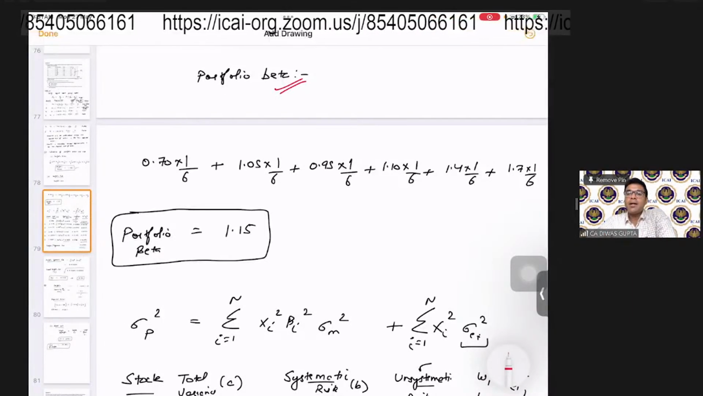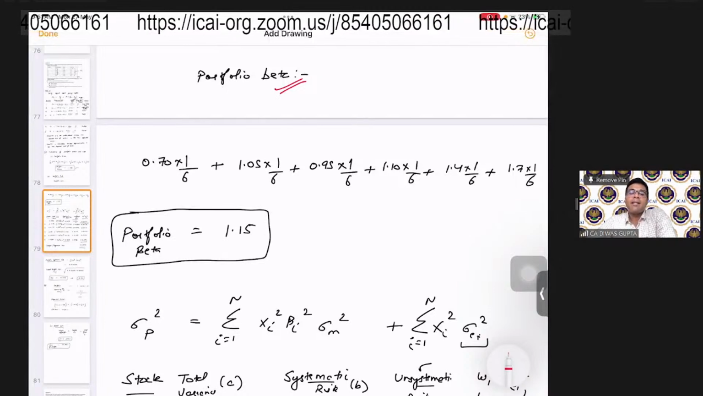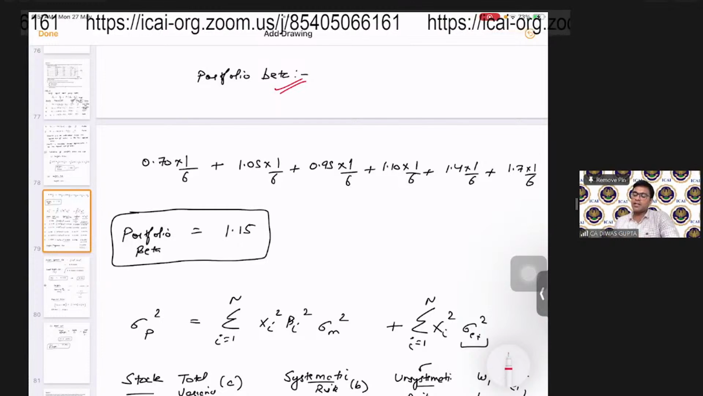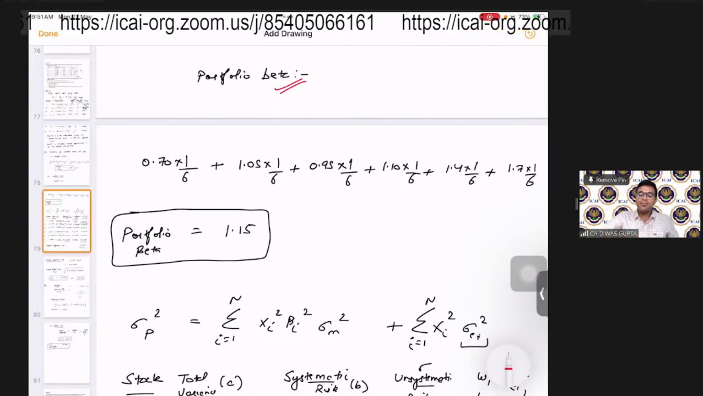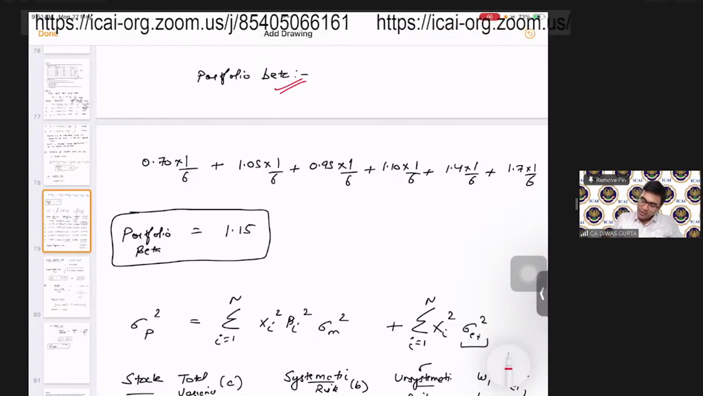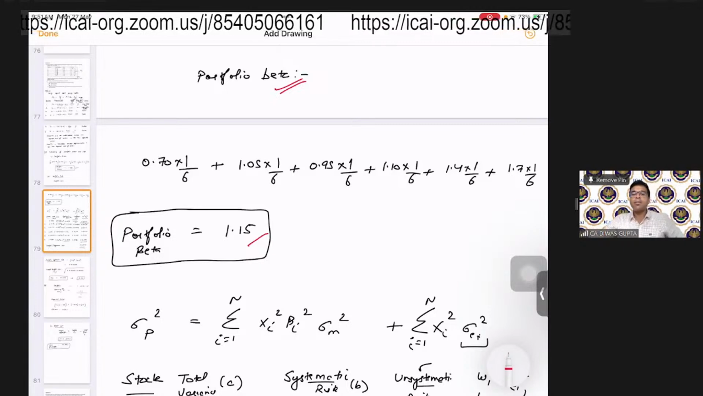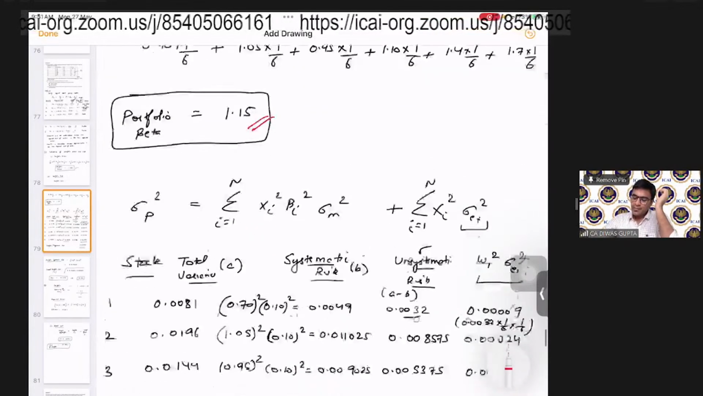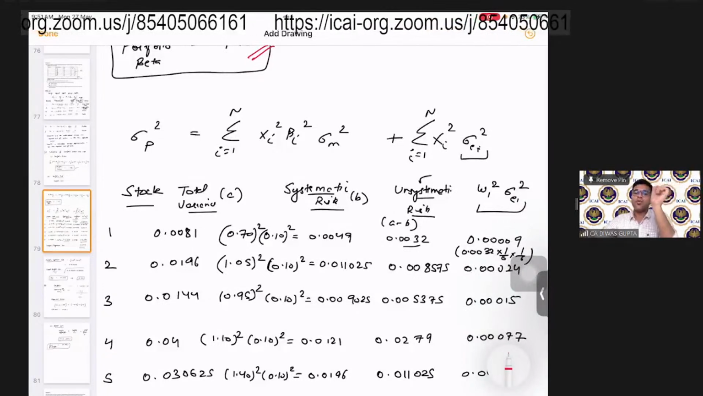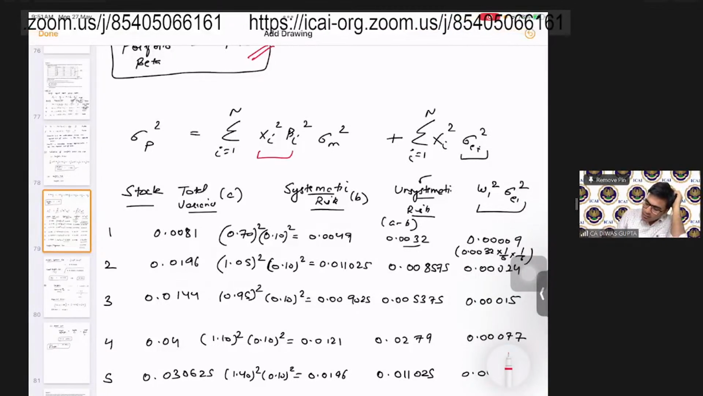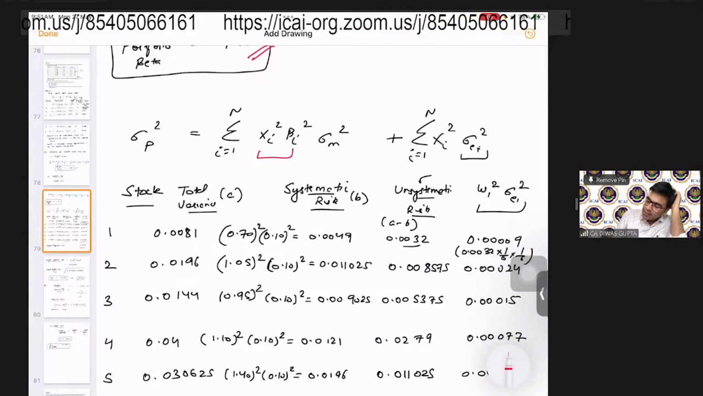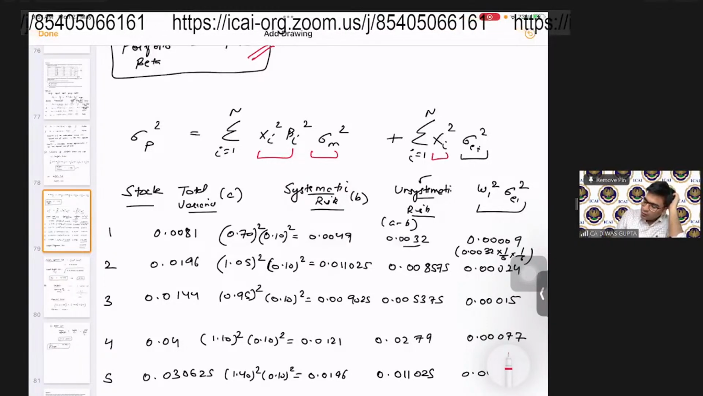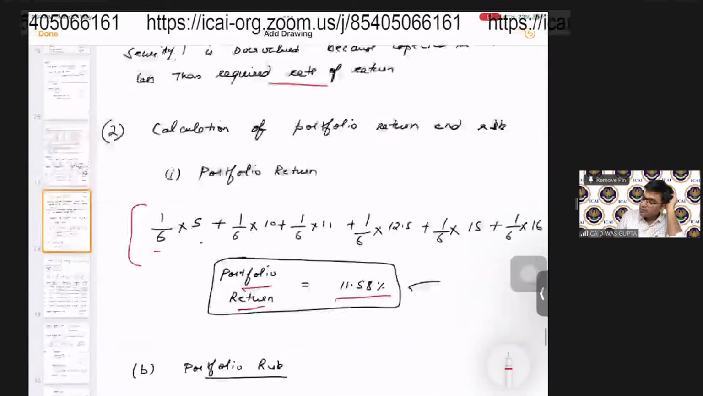Portfolio beta will be calculated by multiplying the respective betas into the proportions that we are supposed to invest, right? That will give us a portfolio beta of 1.15. It's just a simple weighted average. Now, as per the Sharpe's index model, the variance of a portfolio is weighted average beta square multiplied by standard deviation of market square, plus respective weight into the residual variance.